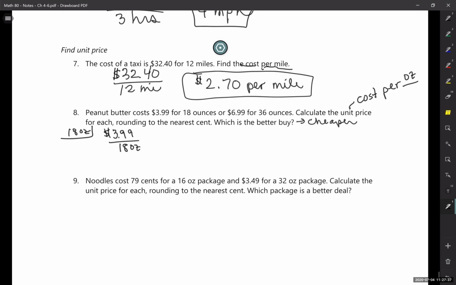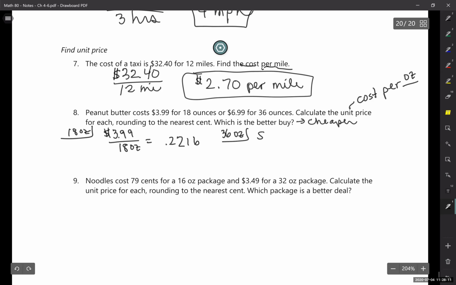Okay, so $3.99 divided by 18. And I'm going to get a very small number, 0.22, and then a bunch of 6s. And that's really all I need to write because I need to know to the nearest cent. And that's enough information to round to the nearest cent. So now I'm going to do the 36 ounce.